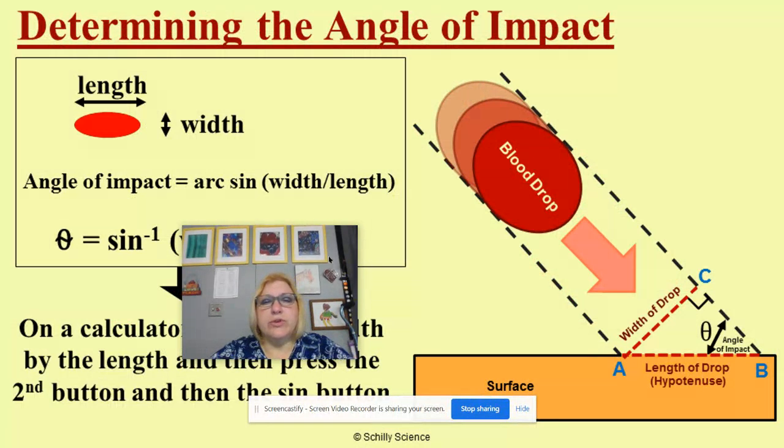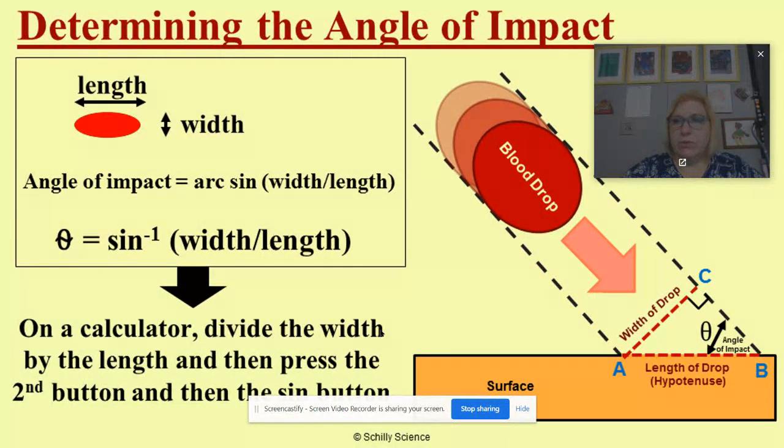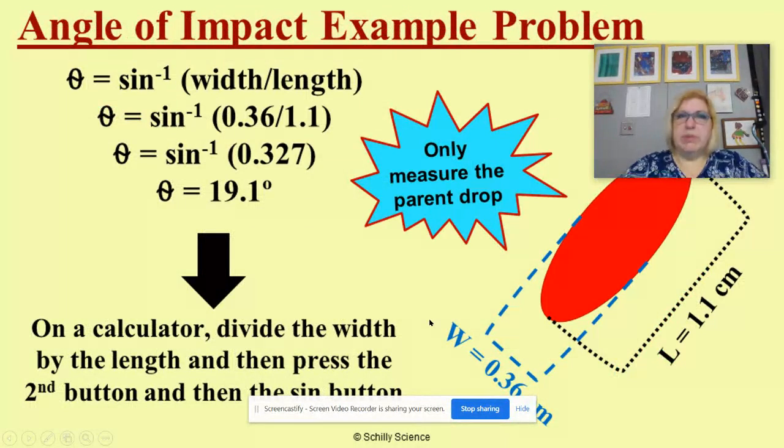Okay, so to determine the angle of impact, you're going to look at the blood drop, take the length and the width, and find the angle of impact, which is the arc sine of width divided by length. If you use a calculator, that would probably be the easiest way to do it. On the calculator, divide the width by the length, and then press the second button so you can get sine. That will give you the angle of impact.